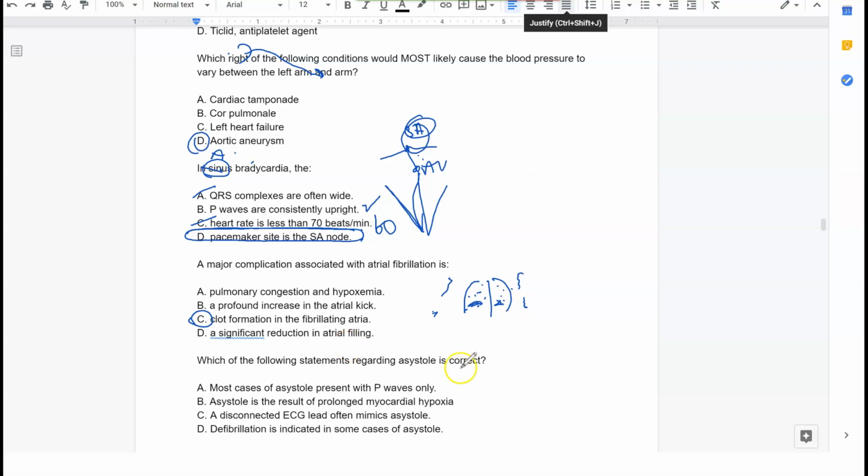Which of the following statements regarding asystole is correct? P waves only? No, asystole is a flat line. Asystole results from prolonged myocardial hypoxia. Disconnected EKG often mimics asystole. No, because this is the difference between asystole and a disconnected EKG lead. Defibrillation is indicated in some cases of asystole. Only if you bring your own doctor, and he says, I think that looks like very fine VFib. Asystole results from prolonged myocardial hypoxia.